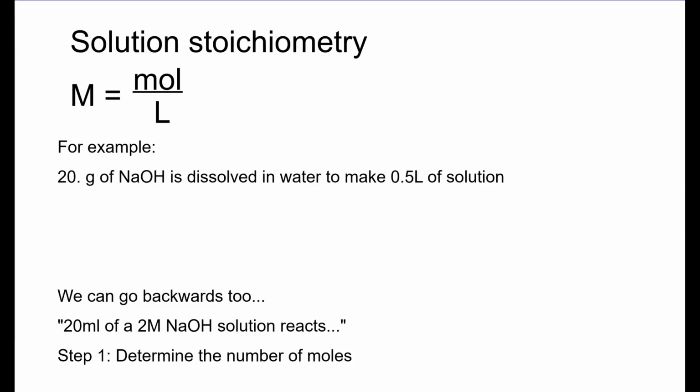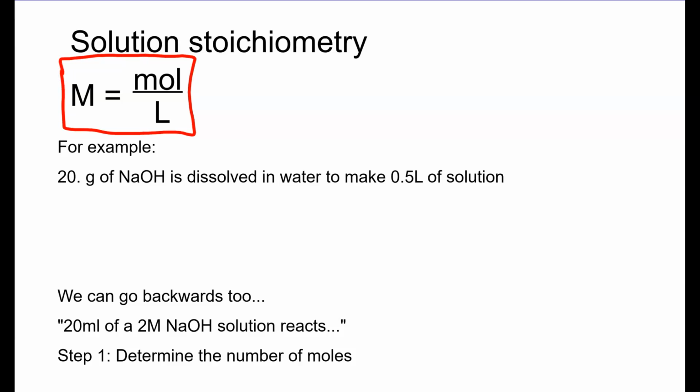So some things you need to know about solution stoichiometry. When we did stoichiometry before, we always talked about mass in grams or moles. Here we're going to be using molarity. So you should remember that molarity is equal to the moles per liter. I have this equation here. The number of moles per liter is how we measure molarity.